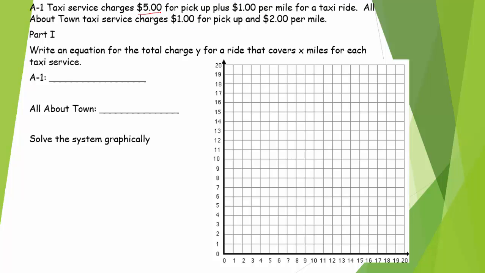A1 charges $5 for pickup, that's a one-time fee, plus $1 per mile. If we're talking about X miles, $1 per mile would be 1X, plus your pickup fee of $5 equals your total charge Y. Y equals 1X plus 5. And I wrote it in this format so that it would be in slope-intercept form and we could quickly go ahead and graph that. So Y equals 1X plus 5.